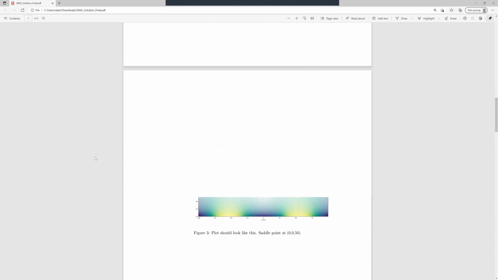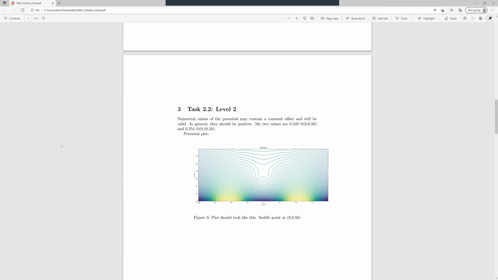So now the next portion was calculating the electric potential from the first task's projection and diagram.